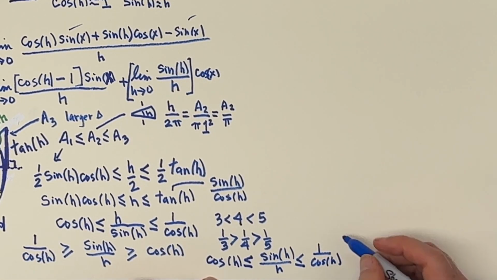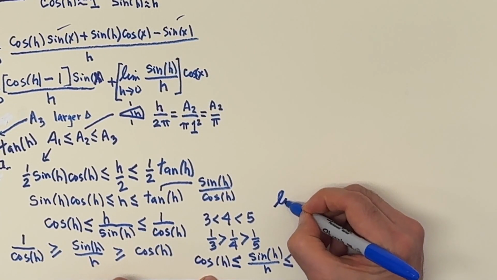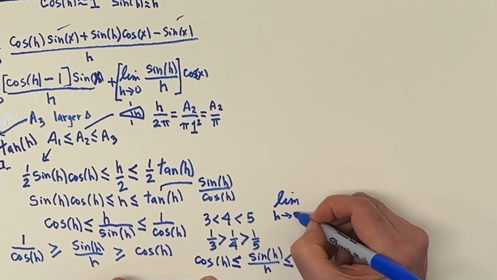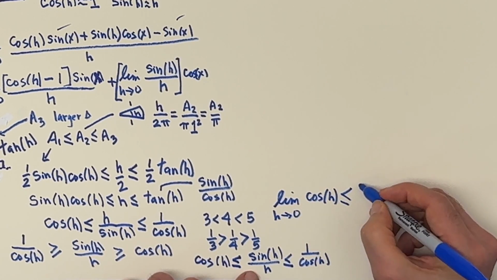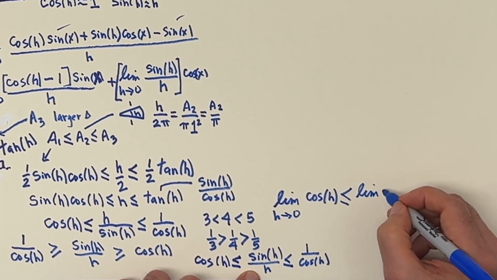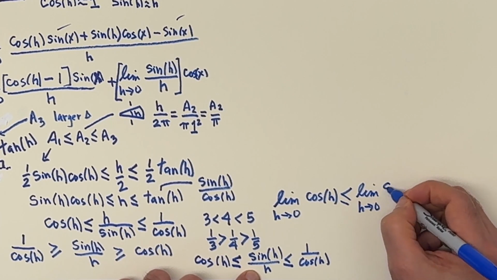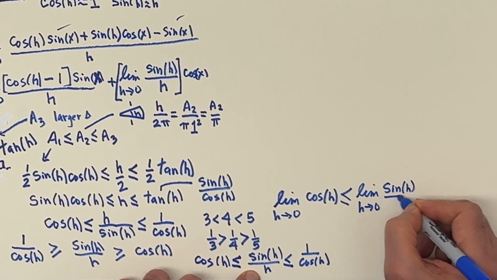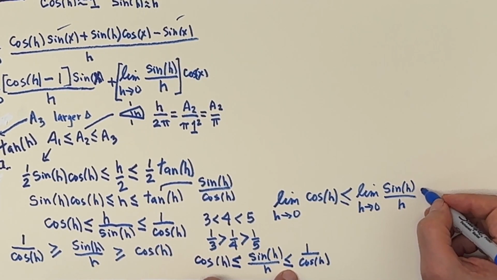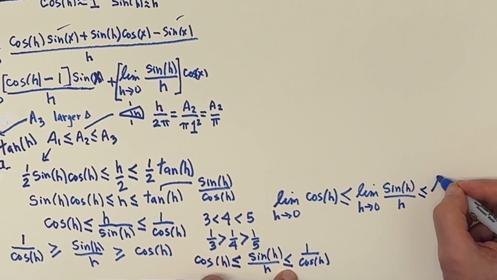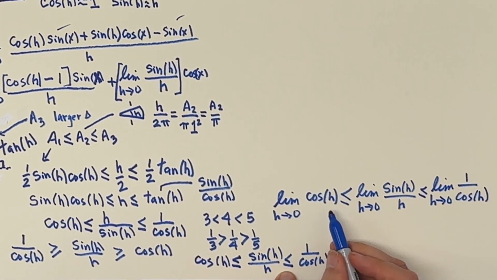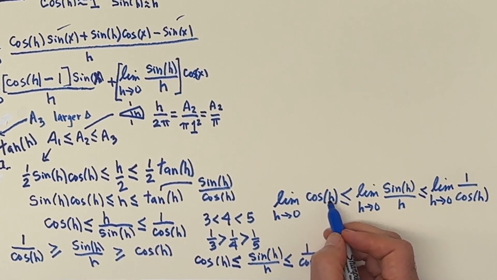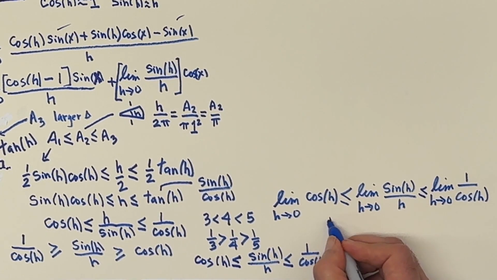Now, I'm going to take limits. So now the limit as h goes to 0, I'm going to have here the cosine of h on the left, less than or equal to the limit as h goes to 0 of the sine of h over h, and that's the one I'm interested in finding, and that's going to be less than or equal to the limit as h goes to 0 of 1 over the cosine of h. Now I can take the limits of the extreme cases, because as h goes to 0, I have cosine of 0, that's a 1. So this is a 1.